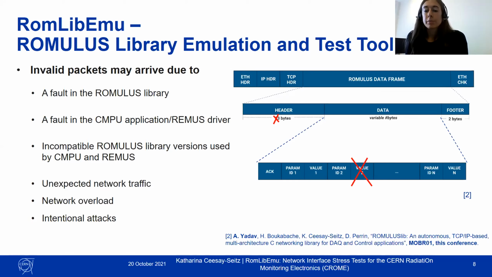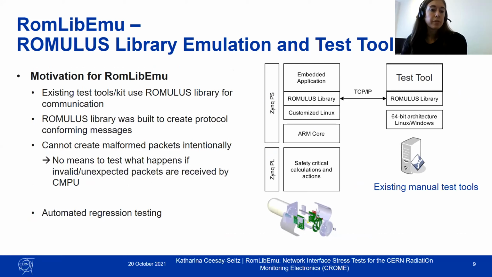And in all these cases, the application should never crash and no unknown data should go to the safety critical calculations. We already had several tools to test the functionality, but they all use the Romulus library itself, which is only capable of creating well-formed packets, which is good for robustness in the normal communication between CMPU and the remote device. But we can't create intentionally bad packets, and therefore we had to create a new tool. We also wanted to have automated regression test suites.